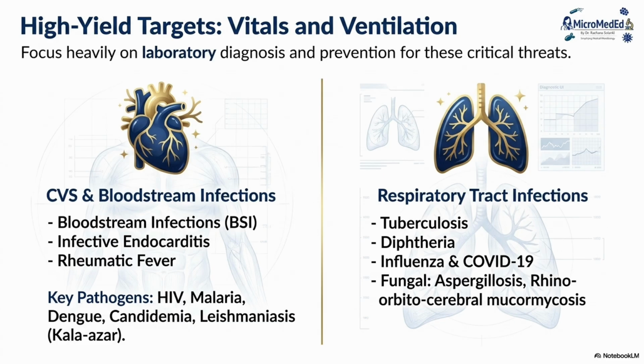For respiratory tract infection, you have to learn tuberculosis, diphtheria, influenza, COVID, and in fungus, that is aspergillosis, orbitocerebral mucormycosis. See, your mycology topics have started appearing: here candidemia, and here aspergillus and zygomycosis. Now, among these, the majority of the time the full question comes from HIV, malaria and tuberculosis, and sometimes even COVID.